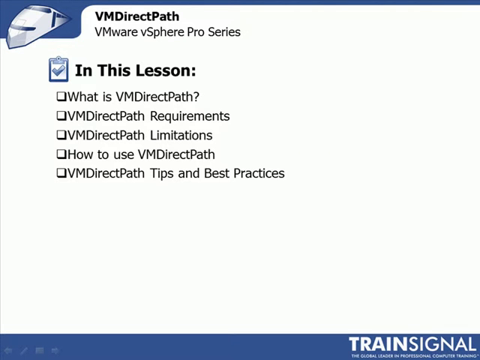In this lesson, you'll be learning what VM Direct Path is and how it provides faster I/O virtualization for your virtual machines. We'll be covering the specific requirements for using VM Direct Path, as well as limitations when using it, and show you how to set it up and configure it. Finally, we will cover some tips and best practices for VM Direct Path, including when you should consider using it and when you should consider para-virtualization instead.